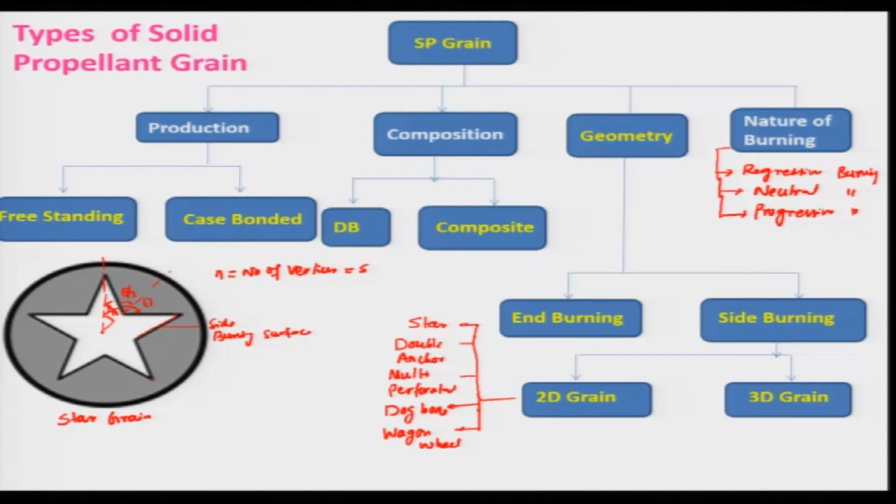And if this theta becomes higher, you will get progressive burning. That means, for larger values of theta, one can get progressive burning, and for smaller values of theta, this angle between 2 surfaces, you will basically get regressive burning.